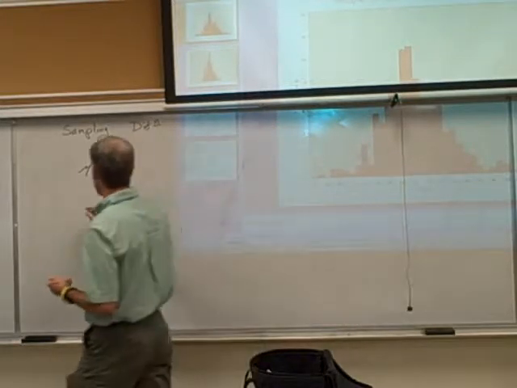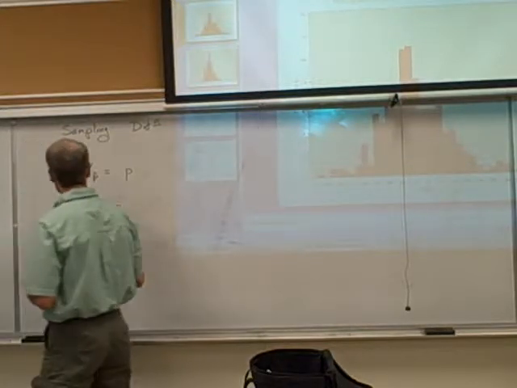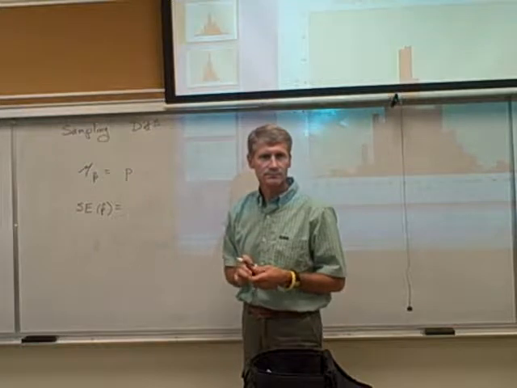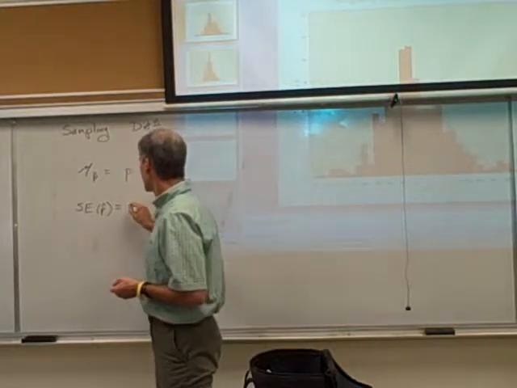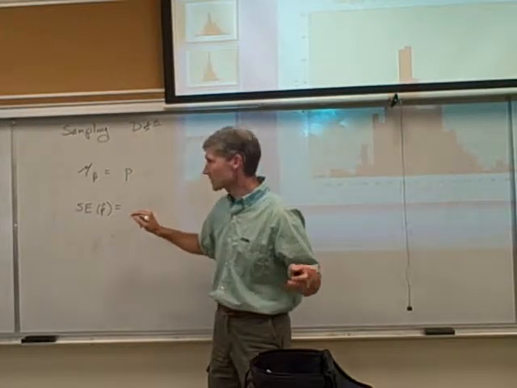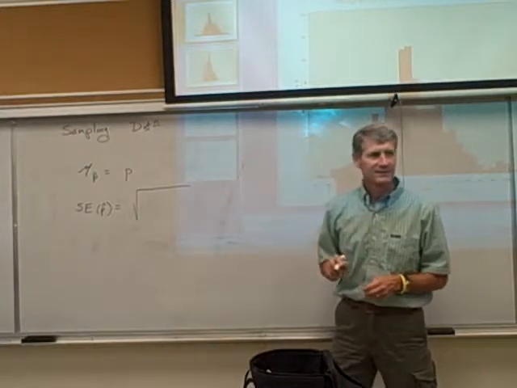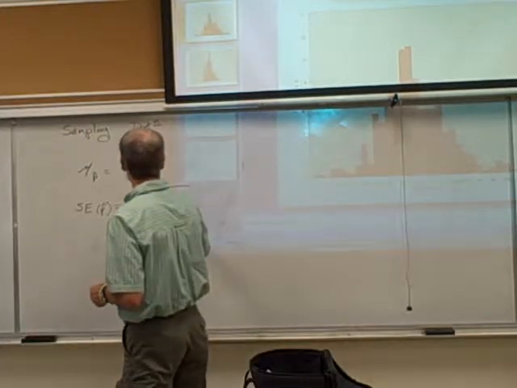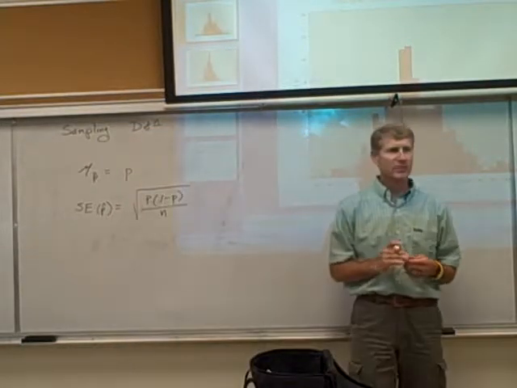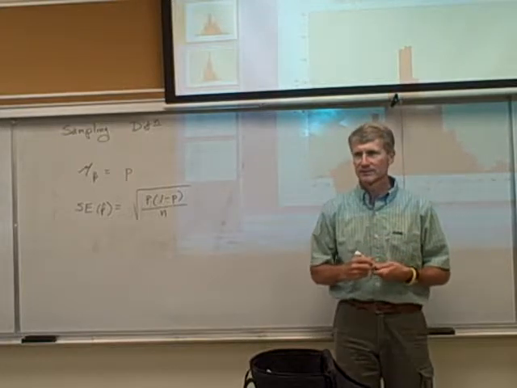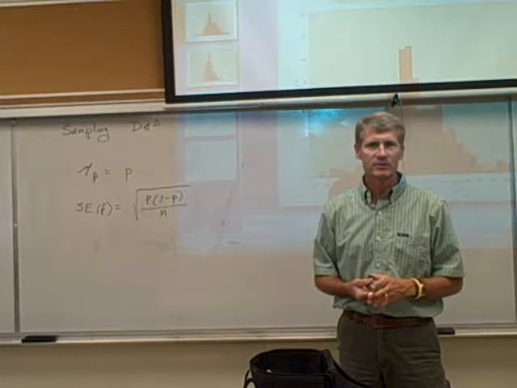All right, now what was the standard error of p hat? That's exactly right. That's the interpretation. But what's the formula for it first? Square root of p times 1 minus p over n. Right, good. So the square root of p times 1 minus p over n. Right? Now, what was the shape of that distribution?